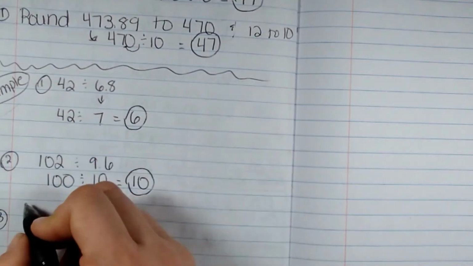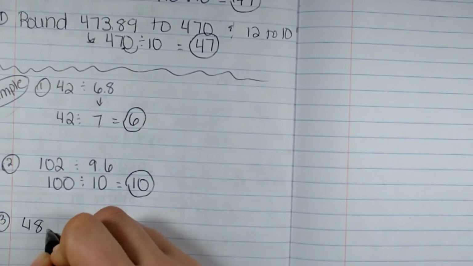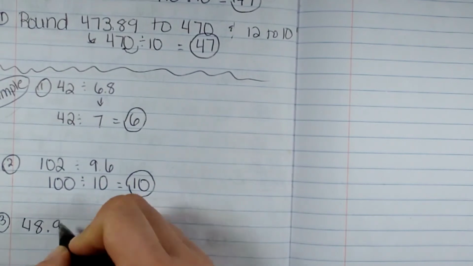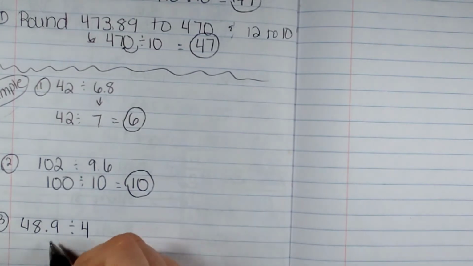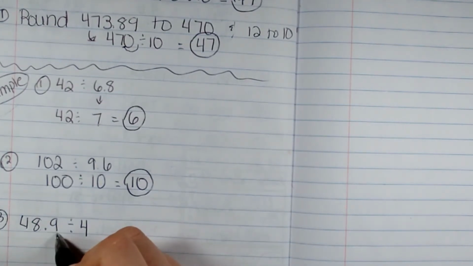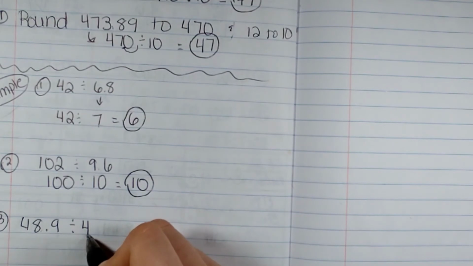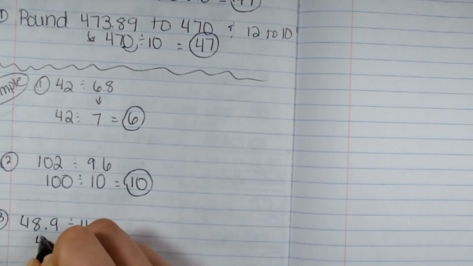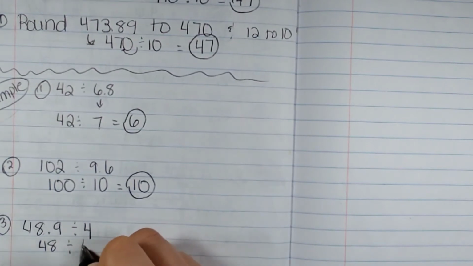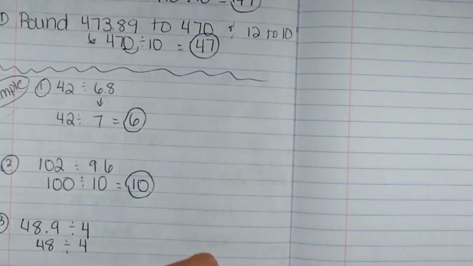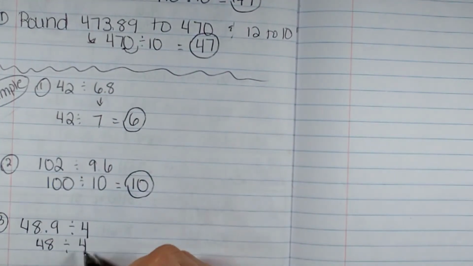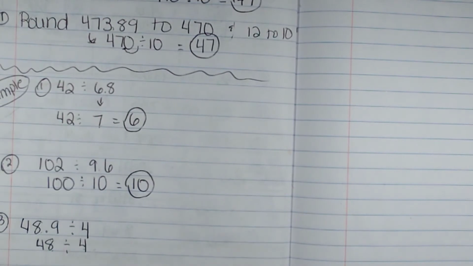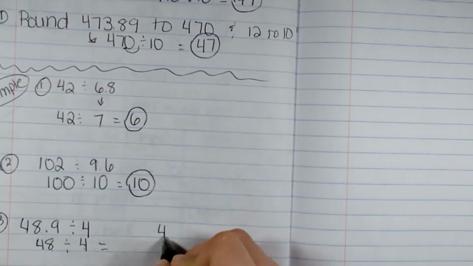Okay, another one would be 48.9 divided by 4. So let's see. If I round this up to 49, I can't put 4 into it. But if I put it at 48, 4 will go into it. Yes, that doesn't follow the typical rounding rules, but when you're dividing, you have to put something that will divide evenly. So that would be 12.